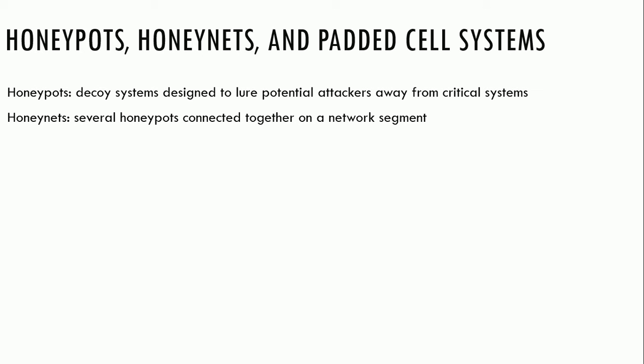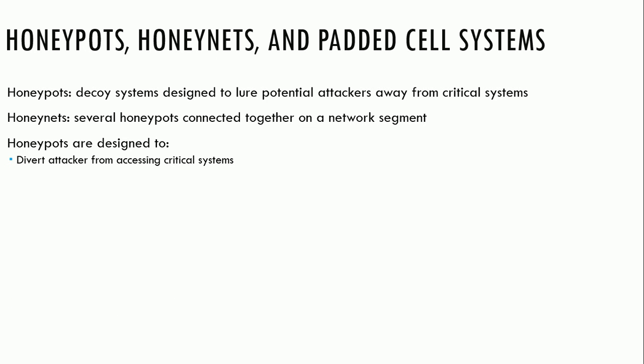A honeynet is an even more realistic scenario because now you create a whole network segment that's completely fake. And this can be completely virtual. But basically the attacker thinks they're in a real network. They think that they're seeing real traffic, but really it's all completely fake. And it's just designed to lure them away from the real prize, from the real stuff on your network.